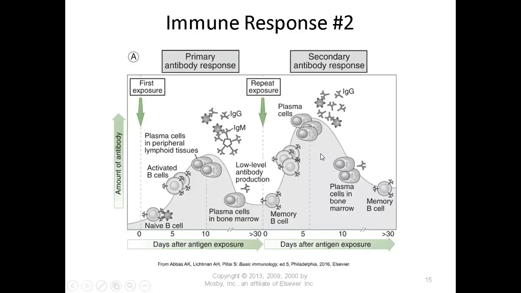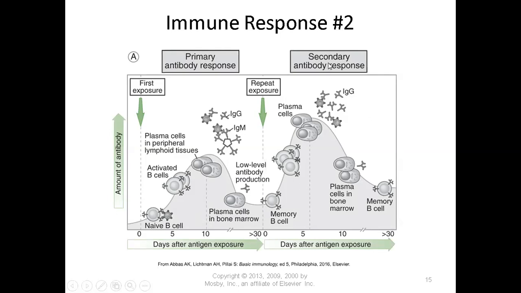So this is a picture from our book that shows the primary antibody response side by side with the secondary antibody response. On the left here, we see first exposure: B cells are exposed and activated, plasma cells are making the antibody, and first we have our IgM and then the IgG. This is going to take 5 to 10 days until we get antibody being produced.